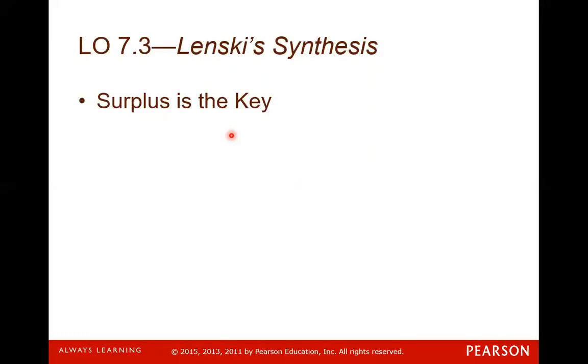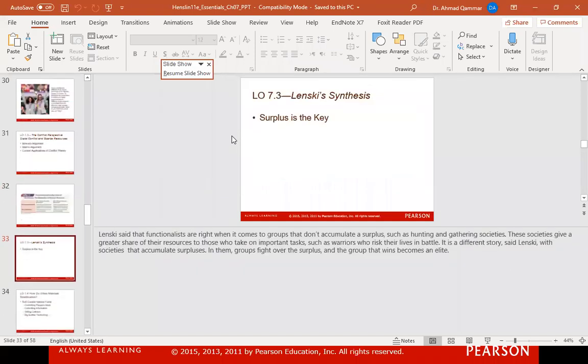However, when accumulation started, where resources are being accumulated, accumulation of resources creates power. And once the power is created, people continue to maintain power, and that is why, in modern societies, sometimes the functionalist perspective does not make sense. It's more defined by the conflict perspective, right? So societies give a greater share of resources to those who take on important tasks. For example, in the old societies, those who risked their lives in battles would get more money, right?